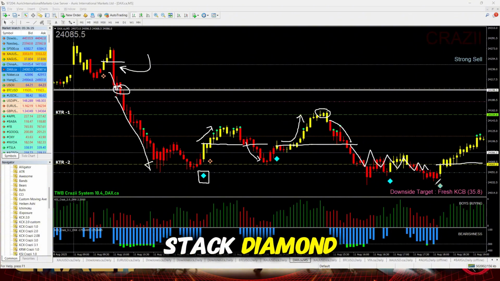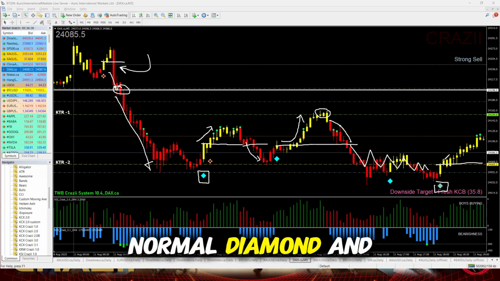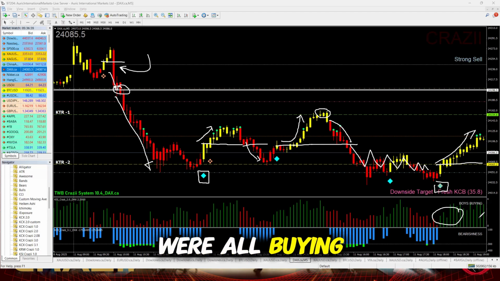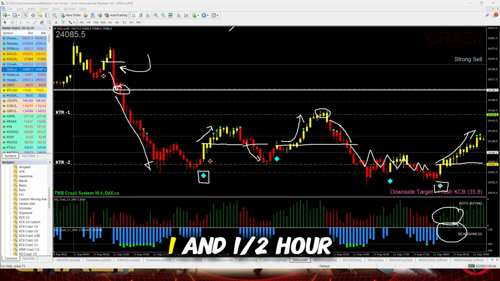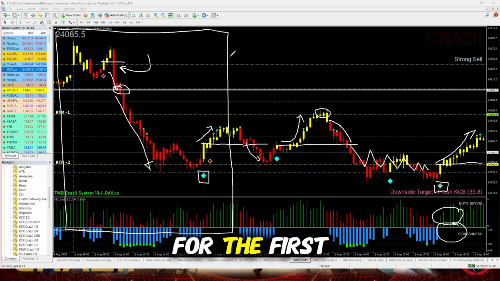You have a stacked diamond. Now, a stacked diamond is definitely stronger than the normal diamond, and that's why the price goes up, because the boys were all buying at the same time. For DAX, usually the first 1.5 hours will be the best time to trade. Normally, I will trade for the first 1.5 hours for DAX, and after that, I don't really bother.